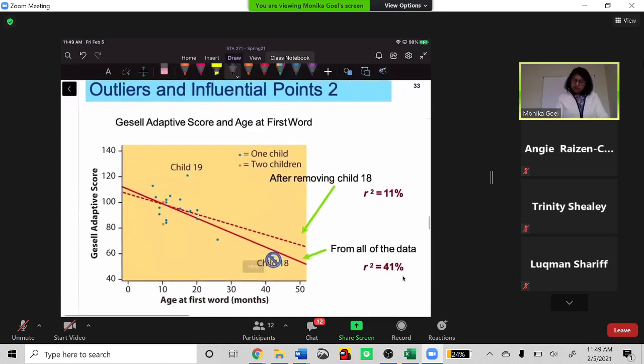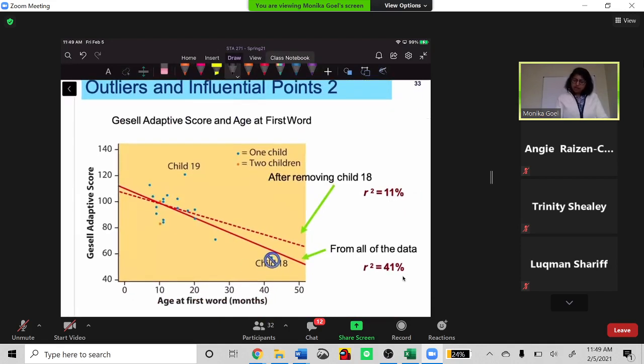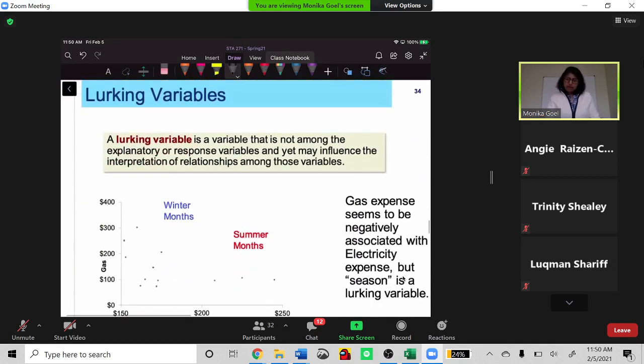And here is an example. Here we have two outliers, 18 and 19. If we keep those, we have this equation. If we remove those, the equation of the line changes and the value of r square goes down. So not all outliers are influential. If keeping or removing them changes your regression line, then they are influential. Lurking variables are those variables that are neither your explanatory nor your response variable, but they do affect your response and your results.